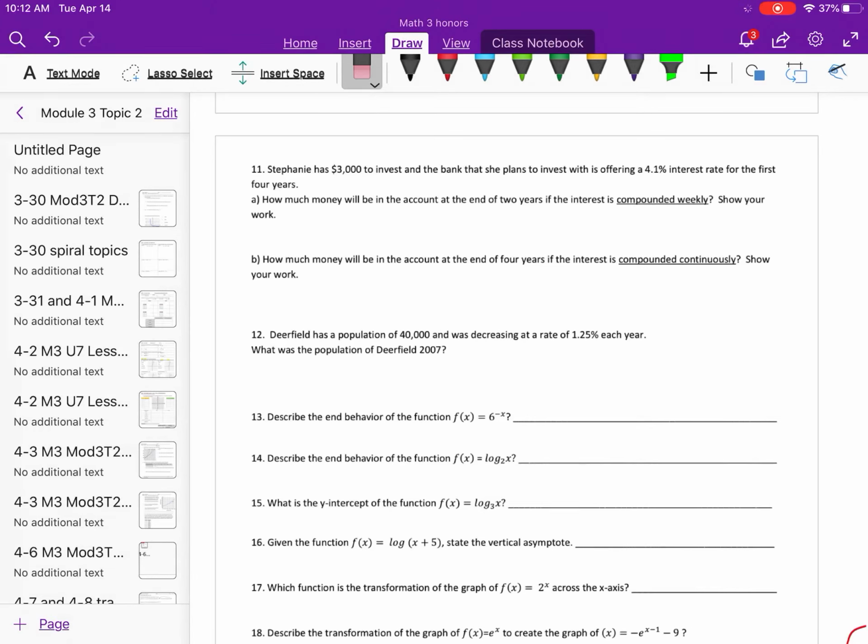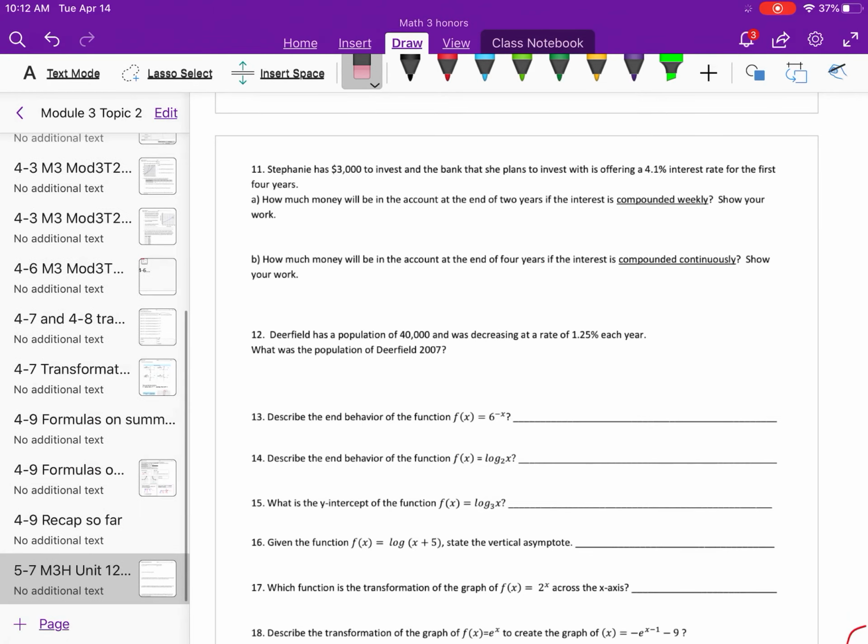All right, let's look at this. Again, we're going to flip back and forth, looking at our formulas. It says Stephanie has invested $3,000 into the bank, and she plans to invest with its offering a 4.1% interest rate for the first 4 years. So now we're going to compound this weekly, and then we're going to compound it continuously.